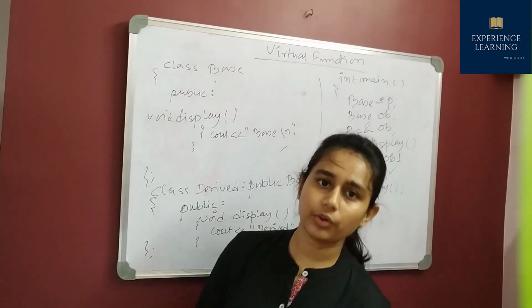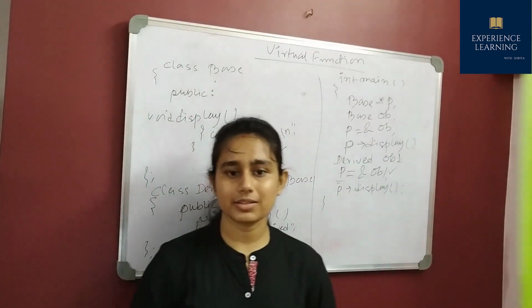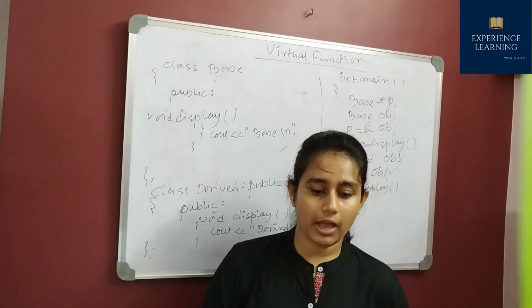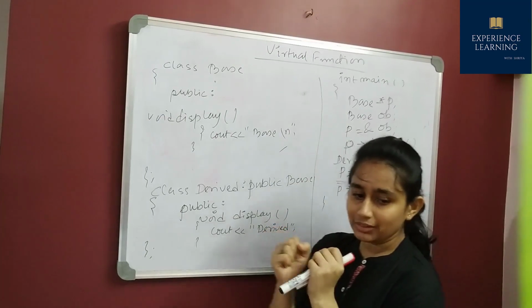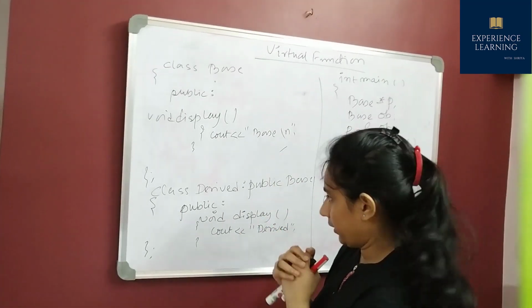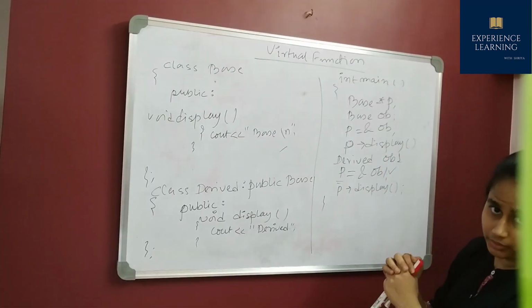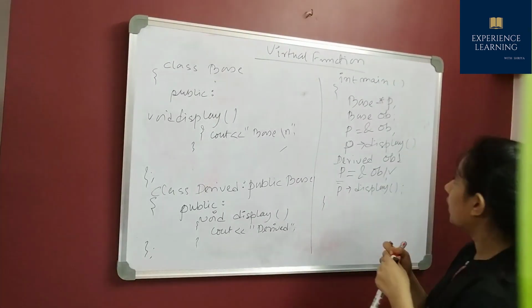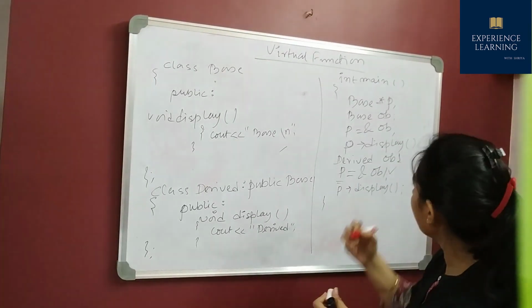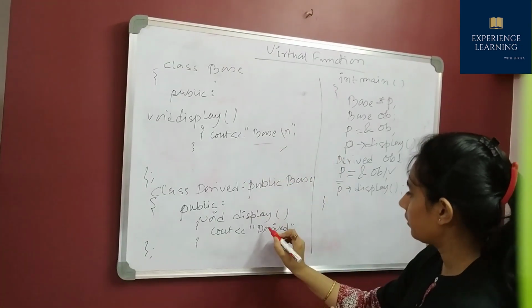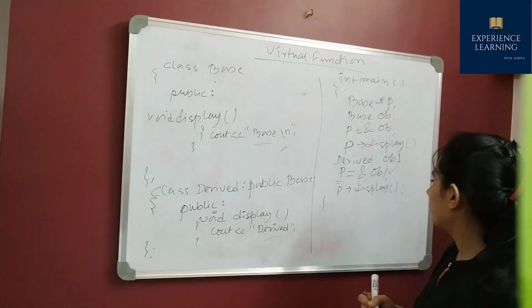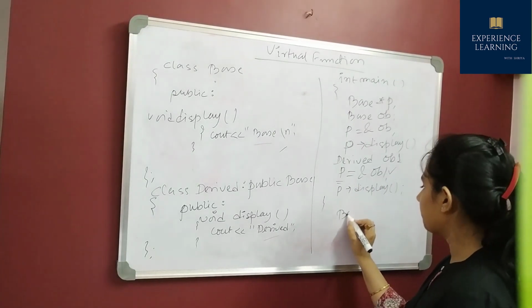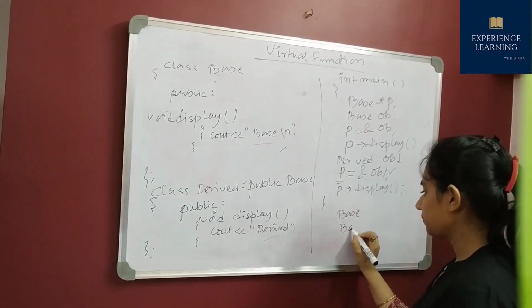The desired behavior is that the compiler selects the function according to the content of the pointer, not the type of the pointer. So our desired result will be Base and Derived. But unfortunately, the result will be only Base.